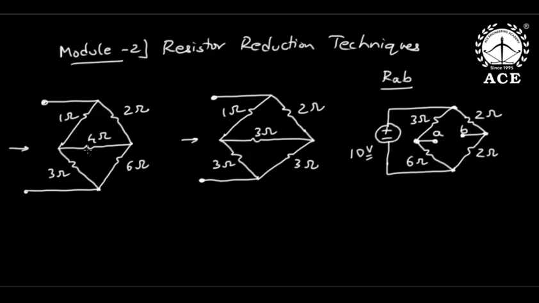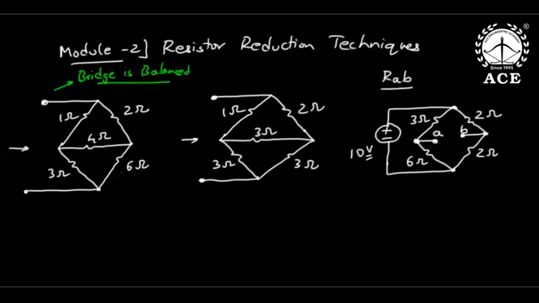In such a case, because no two elements are either series nor parallel, you can convert star to delta or delta to star. But luckily, here the bridge is balanced. Why? The product of opposite arms: 1 into 6 is equal to 2 into 3. So for this case, I will write, bridge is balanced.